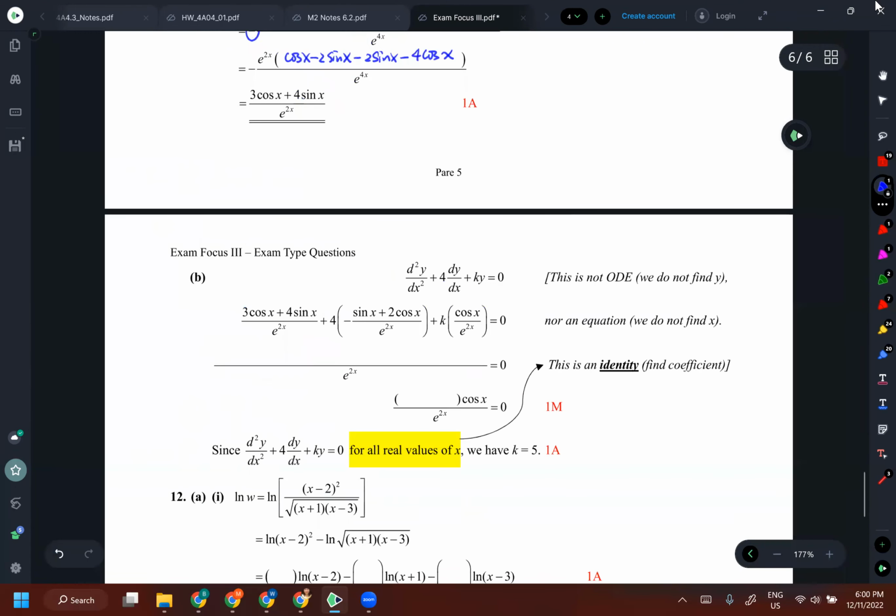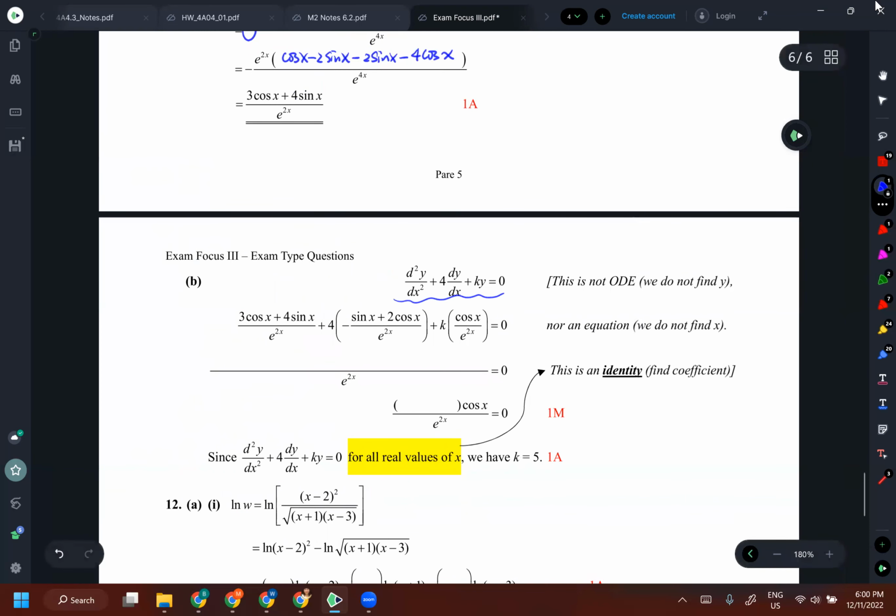Part B. Again, you see this, it looks like an equation, but it's not one. Let's first simplify and then you try to understand. Now you put the second derivative and the first derivative inside, and all of them have the same denominator, so it's fine. You would just put them together: 3 cosine x plus 4 sine x minus 4 sine x minus 8 cosine x plus k cosine x. Okay, and then it's deleted this way. This one is k minus 5.